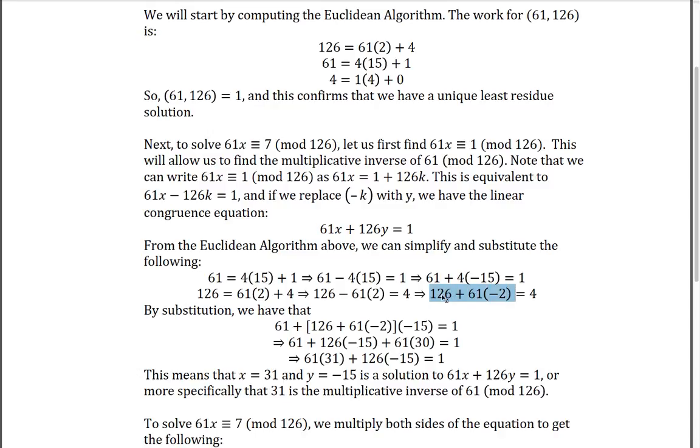Since this part right here is equal to 4, we're going to stick it up inside of here using substitution. You can see how we did that here by substituting the 126 plus 61 times the negative 2 in for that 4. We can reduce that down, and it looks like this when we combine all of our like terms.